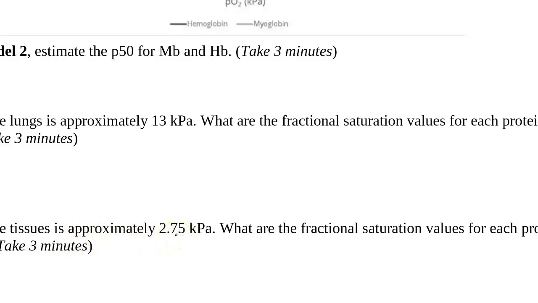Now, you're going to see different numbers for these. I think the PowerPoint slides say 4 kilopascals. This says 2.75. As you might imagine, it depends, right? If you have a muscle that's under stress and exercise, it might be lower because it's using up the oxygen, and if it's at rest, it might be higher. So for this activity, we're going to say 2.75.